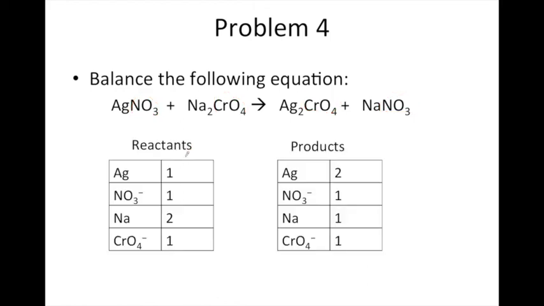Okay, so I'm starting out with 1 silver, 1 nitrate, counting that as 1 unit. I have 2 sodiums and 1 chromate. On the product side, I'm starting out with 2 silvers, 1 nitrate, 1 sodium, and 1 chromate. So it's not balanced, so my final answer would be 2 silver nitrates plus 1 sodium chromate will react to form 1 silver chromate and 2 sodium nitrates. And you can see once I've added the coefficients, all of my atoms are balanced.